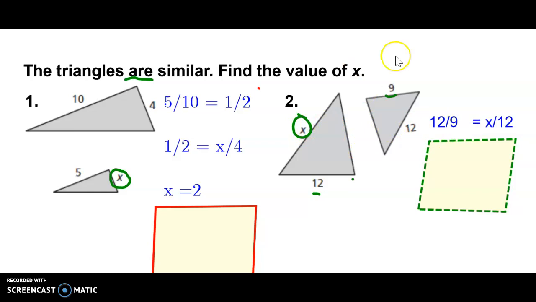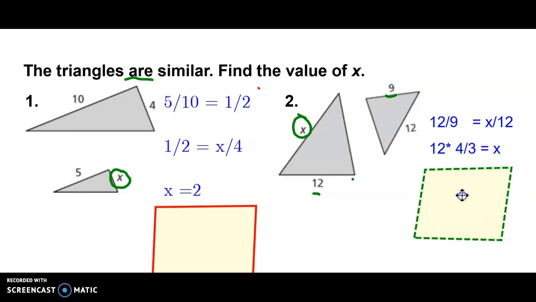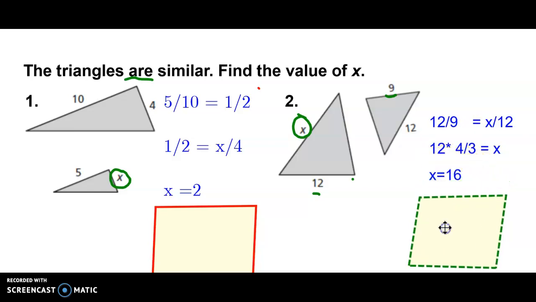Once I get the proportion set up, all I have to do is go ahead and solve that. I simplified 12/9 to 4/3. 12 times 4/3, I can determine that x equals 16. So we've done this before. We reviewed it yesterday. If you're still having trouble with that, make sure you just take a little extra time today in the class meeting or send a message to a Google Meet or something so you can get help with it if you need it.